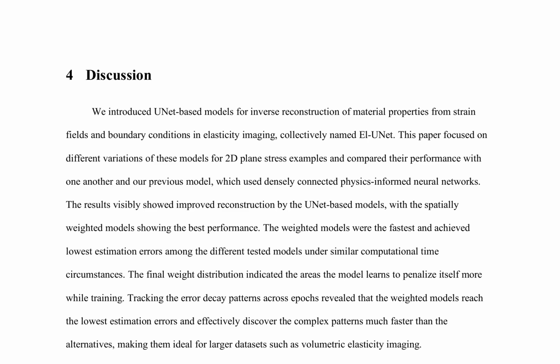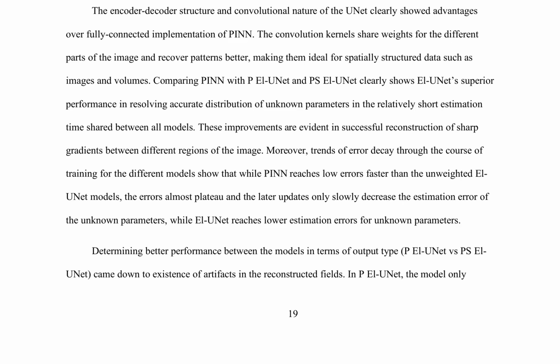The weighted models are the fastest and achieve the lowest estimation errors among the tested models under similar computational time circumstances. The final weight distribution indicates the areas the model learns to penalize itself more while training, and tracking the error decay patterns across epochs reveals that the weighted models reach the lowest estimation errors and effectively discover complex patterns much faster than the alternatives.